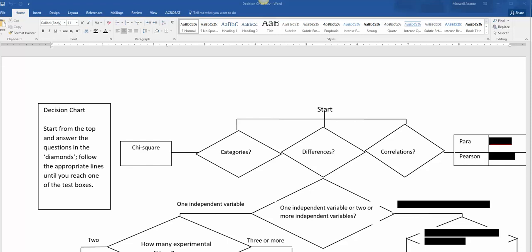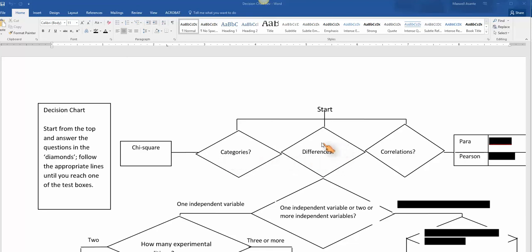The discussion this week concerns how to choose the right statistical test when you have a problem that you are dealing with. So, as we can see up here, we start from the beginning, and there are several categories of data that we have to deal with. If we go to this diamond shaped box here, it says, are you looking at categories as your data?